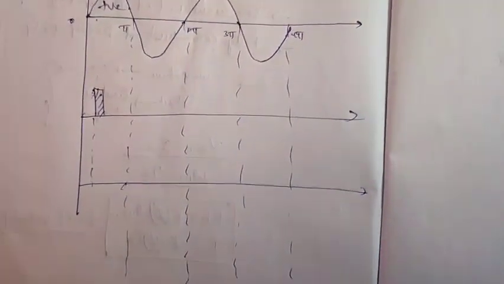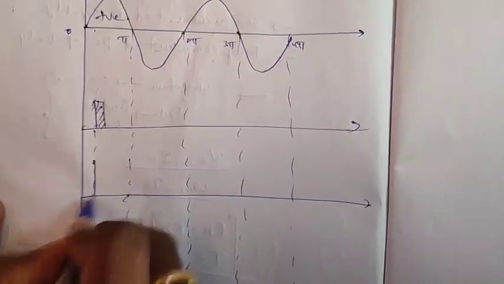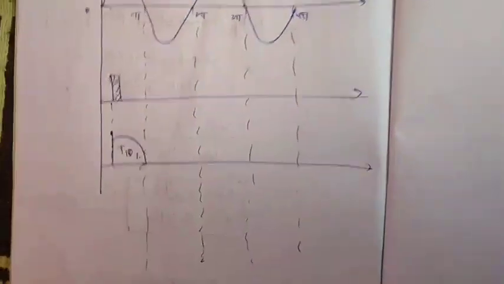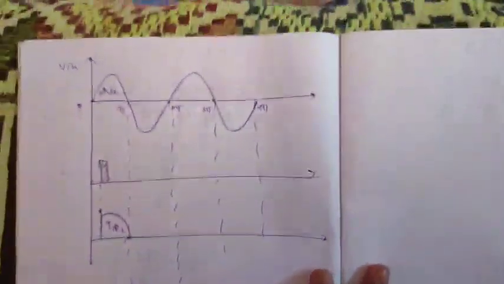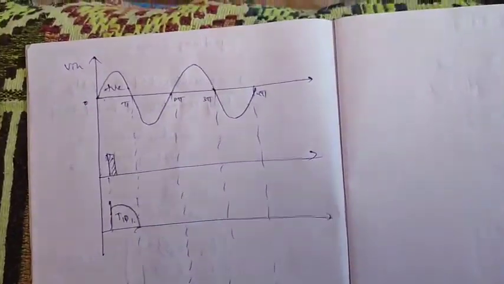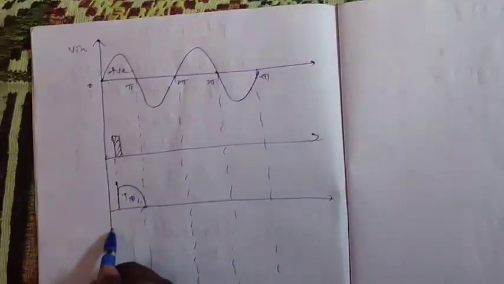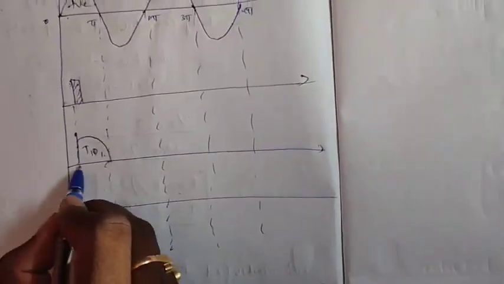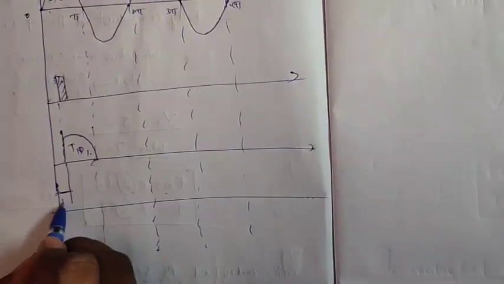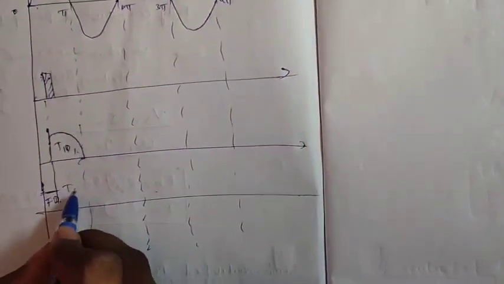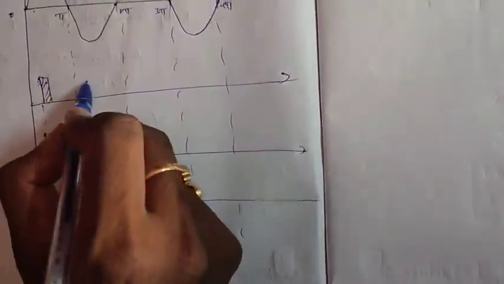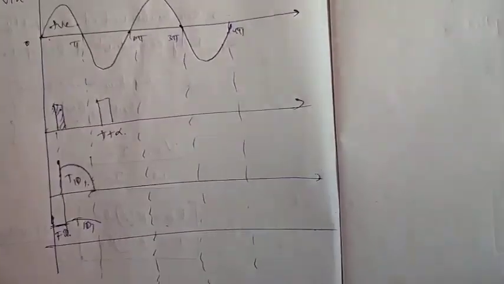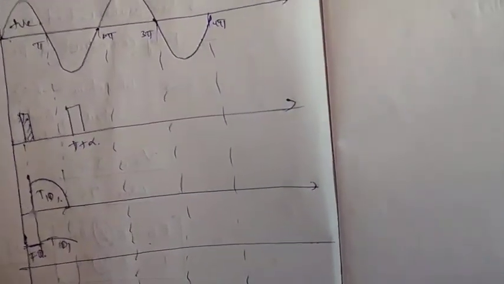When you apply the firing angle, T1 and D1 conduct and the current flows. That is continuous conduction mode for the semi converter. During the period 0 to alpha, the current flows through the freewheeling diode. After that, T1 and D1 conduct. Then during the negative cycle, I give the firing angle at pi plus alpha.